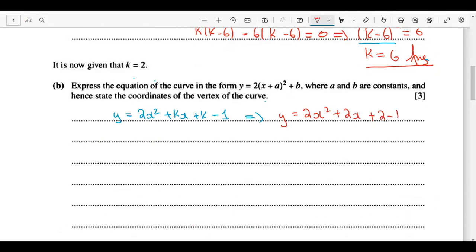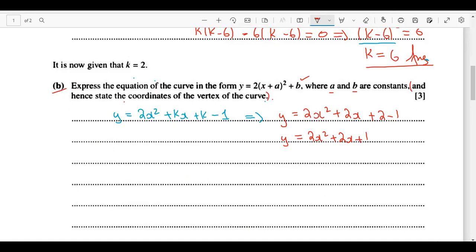All right. And I can simplify it and write it as y equals 2x squared plus 2x plus 1. Okay, what is the question? Express the equation of the curve in this form where a and b are constants and hence state the coordinates of the vertex of the curve. Okay, we will talk about this part later. For now, you guys need to do the second part.